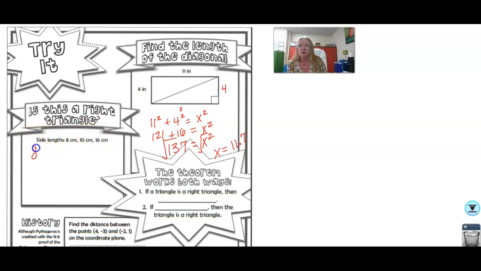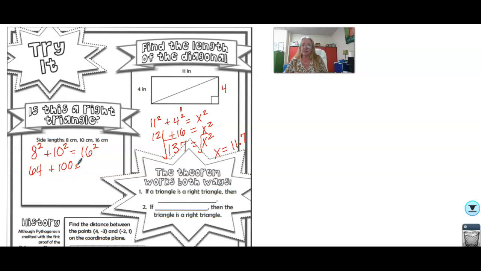So what you can do is you can go, okay, leg squared plus the other leg squared has to equal the hypotenuse squared. And if this works out and these are equal, then it's a right triangle. If they're not equal, it's not a right triangle. So 8 squared is 64. 10 squared is 100. 16 squared, I don't know my 16s off the top of my head.